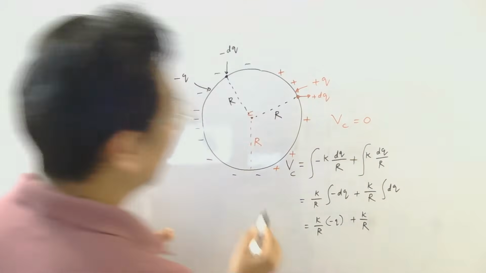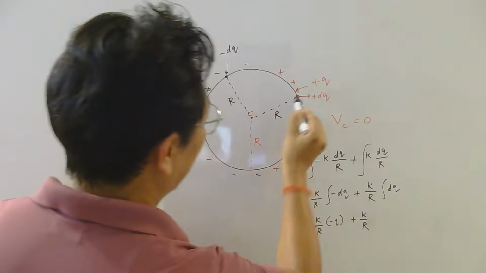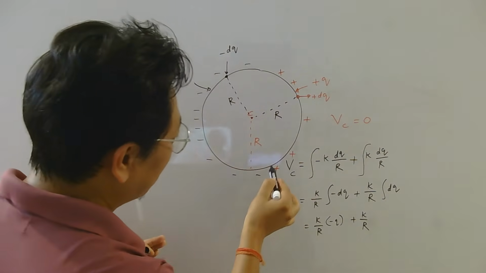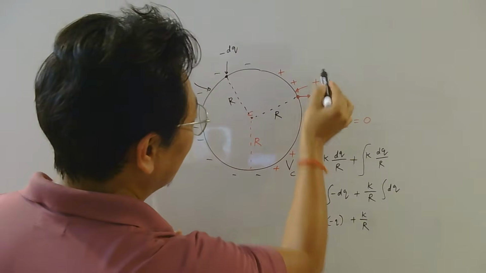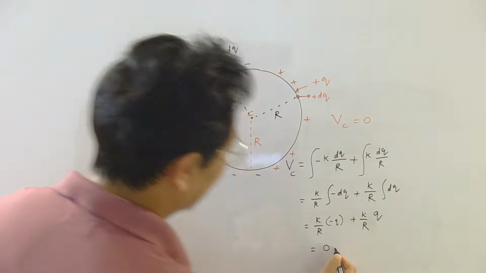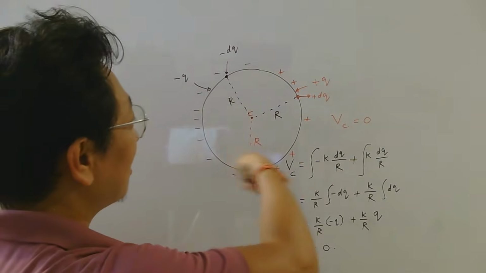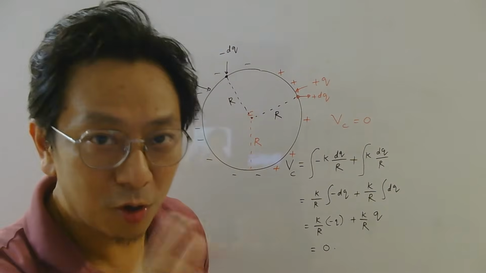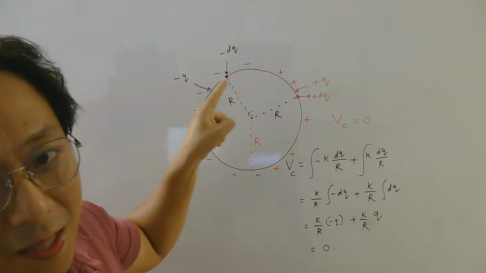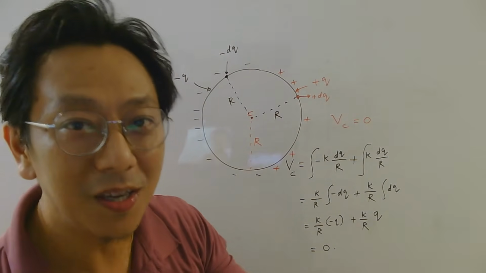And the total positive charge, which is the integral of the dq charge here, if you add all the positive dq charges, you will get the total positive charge, which is also q in magnitude. So the total potential must be 0. The point I am trying to make is that whether the charges are uniformly distributed or non-uniformly distributed, if the total charge on the sphere is 0, then the potential at the center of a conductor will also be 0.